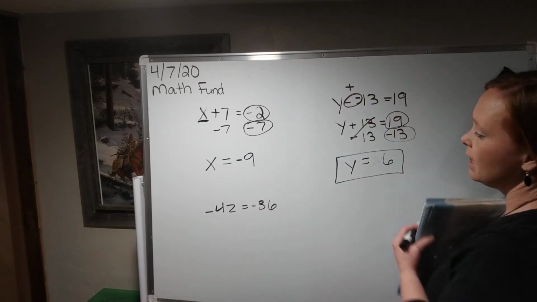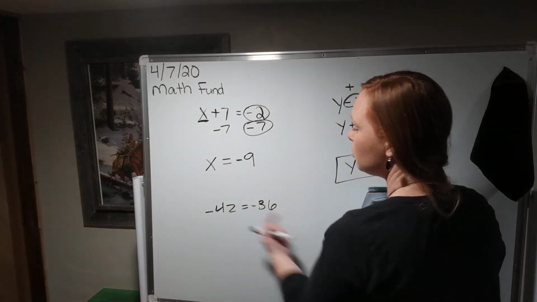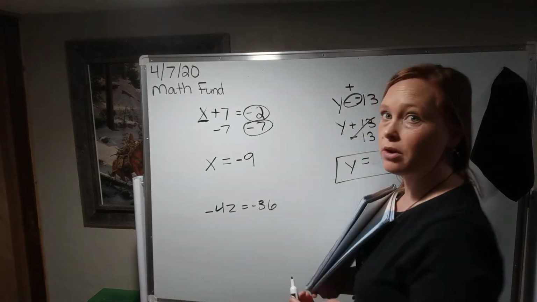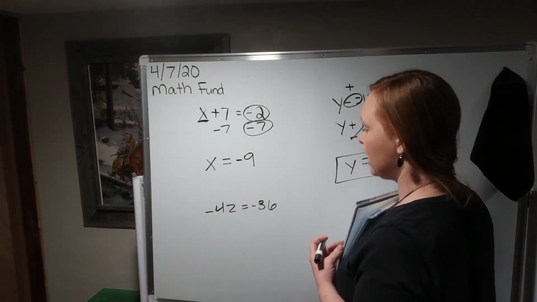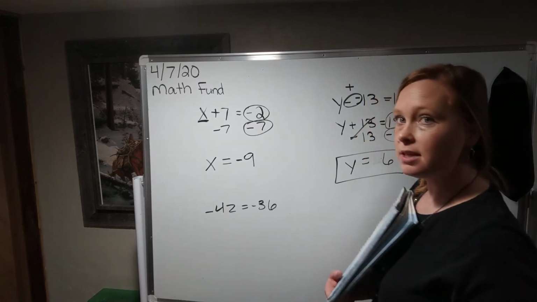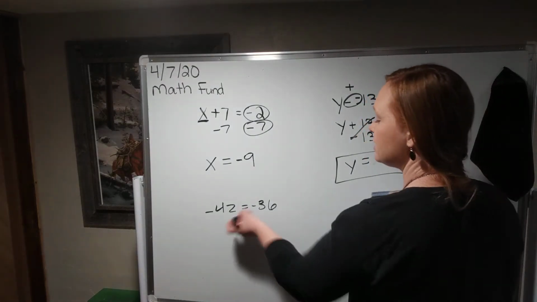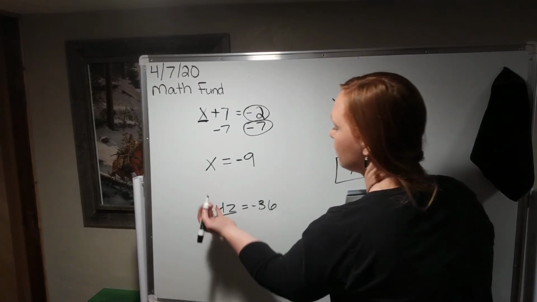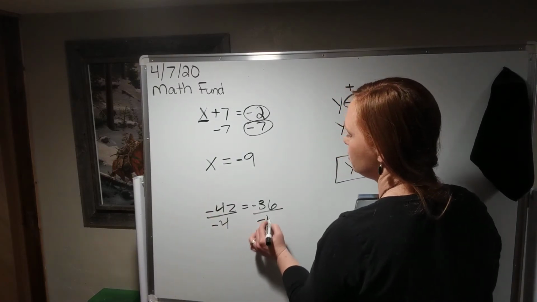Okay, in this case, we can see that we have a multiplication problem here because when we have a number right next to a letter, we know that that signals multiplication. So we want to do the opposite of multiplication. To get the z by itself, we want to divide. So we're going to divide by negative 4. Whatever we do to one side, we need to do to the other side.